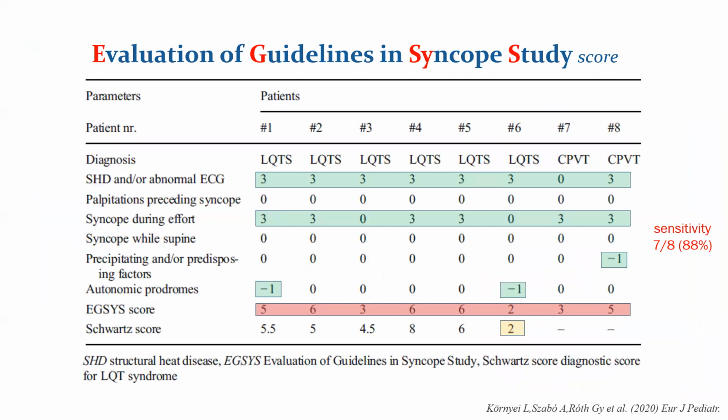The multivariable EGSYS score was calculated retrospectively for the presenting syncope, and it suggested a cardiac origin, more than 3 points, in 7 children, which means 88%. One patient who was not identified by the score had a medium probability of having long QT syndrome.